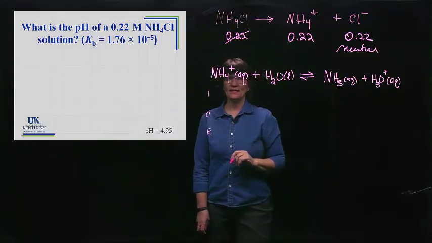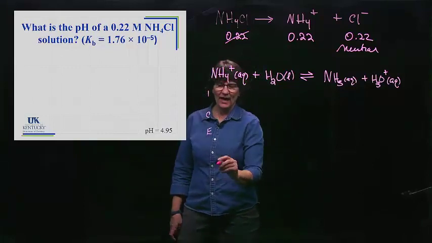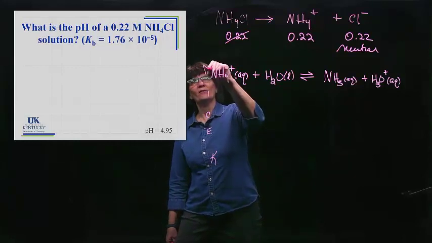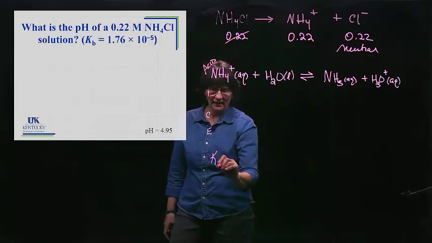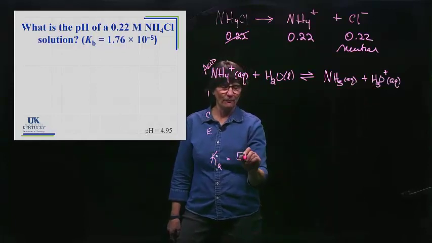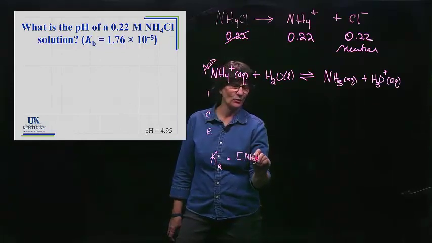Hold off on the ICE table for just a moment. Let's write the K expression. Is it Ka or Kb? This is an acid, right? So we need Ka. Go ahead and write the expression, the law of mass action, that's what it's called.